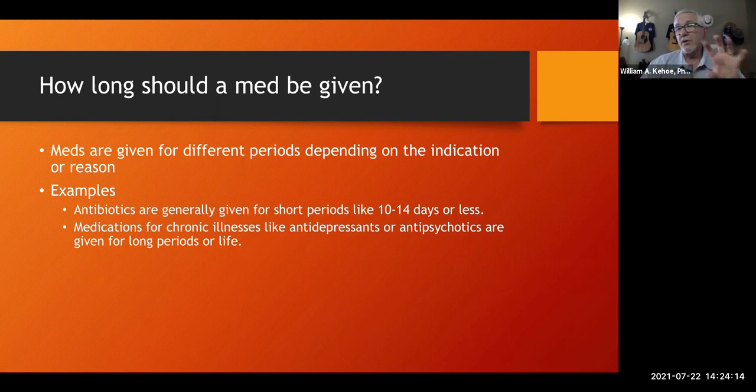So medications for acute illnesses are for short or defined periods of time. Others are for chronic conditions, if it's asthma or diabetes or hypertension, these medications are going to stay on probably forever, because they have this chronic disease that needs to be treated with that medication.